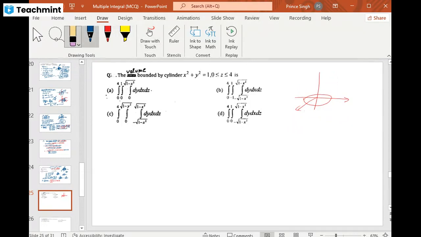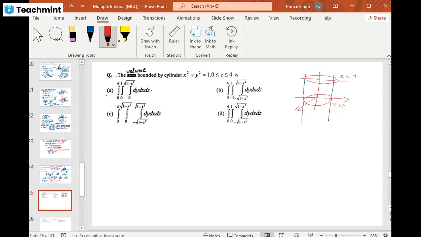So in this case, it is bounded by z varying from 0. z equal to 0 means the xy plane. Otherwise this is the infinitely extended cylinder like this. So if it is bounded by the plane z equal to 0, I cut by this plane, and I cut by this plane here. Here z equal to 0, here z equal to 4. So it means that this is a bounded cylinder.